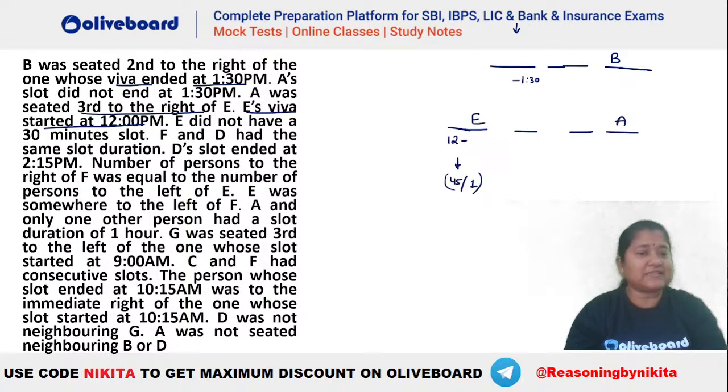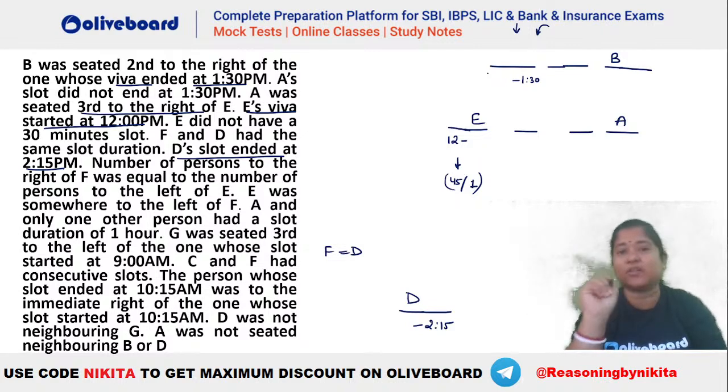F and D had the same slot duration. Okay, so whatever is the slot duration for F, it has to be the same for D also. D's slot ended at 2:15. So there is a person D whose slot is ending at 2:15. Now you can see that there is a person whose slot is ending at 1:30 here, isn't it?